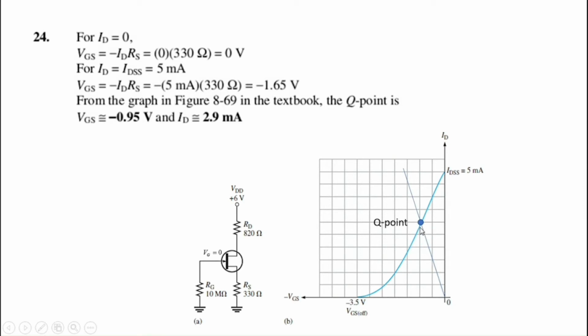So graphically determining the Q point, you get VGS approximately equal to negative 0.95 volt and ID approximately equal to 2.9 milliamps at the Q point.